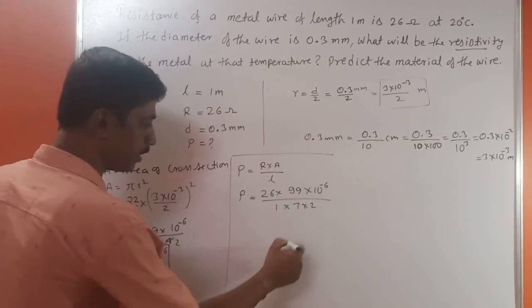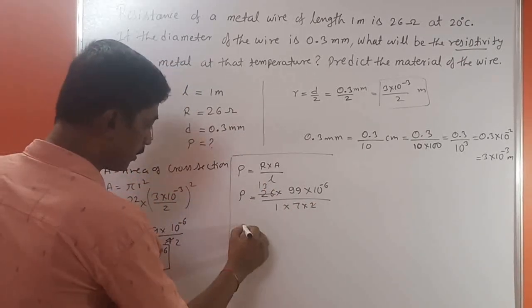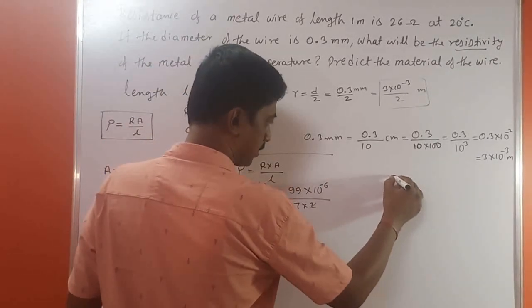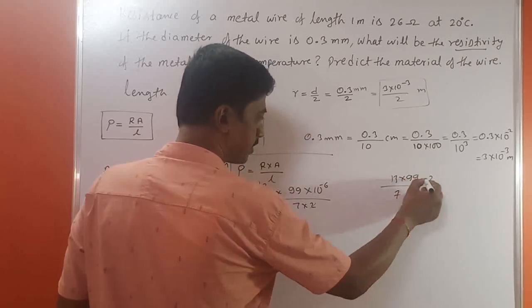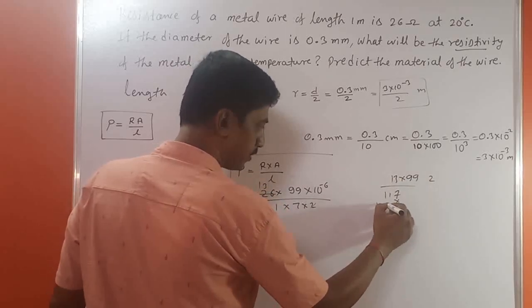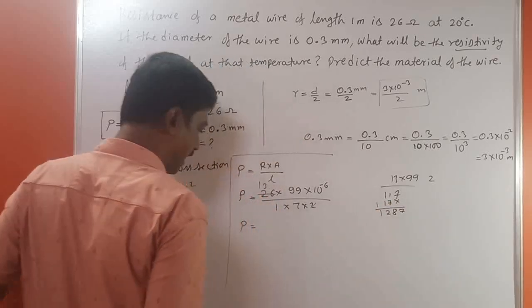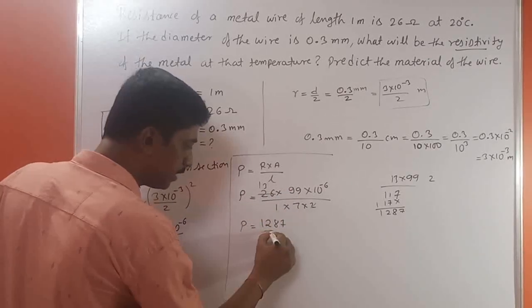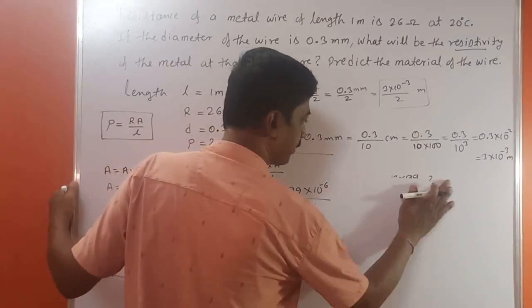You can simplify further here. 2 ones are 2, 2 thirteens are 26. So I get here resistivity is equal to 13 into 99. When I go for this 13 into 99, 9 threes are 27, 2 carried, 9 ones are 9, 9 plus 2 is 11. Again when I multiply with this 9, the same thing, I get 117. So I get 1287, that is 13 into 99 by 7 into 10 to the power of minus 6.